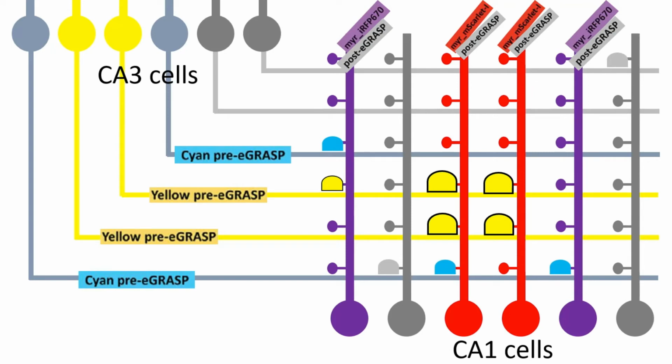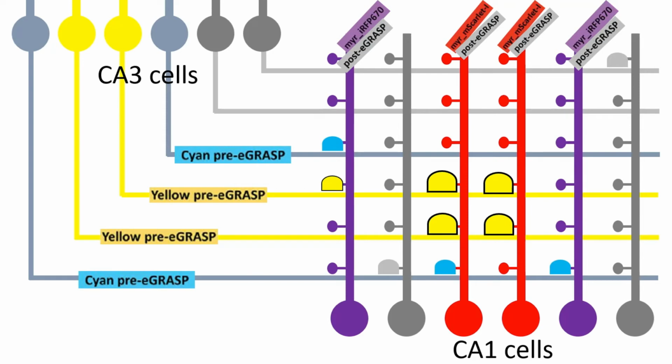Crucially, the synapses between the CA3 engram cells and the CA1 engram cells will be labeled in yellow in the fluorescent images because the yellow pre-eGRASP will combine with the post-eGRASP at those synapses. I will pulse these synapses now. Also, any synapse made from a CA3 engram cell onto a CA1 non-engram cell expressing post-eGRASP will also be labeled in yellow in the fluorescent images. I will pulse this one now.